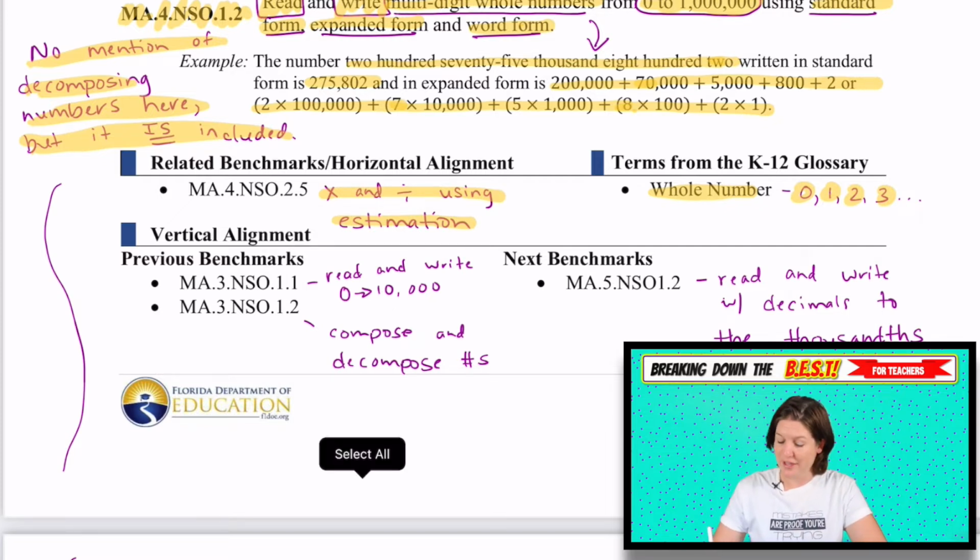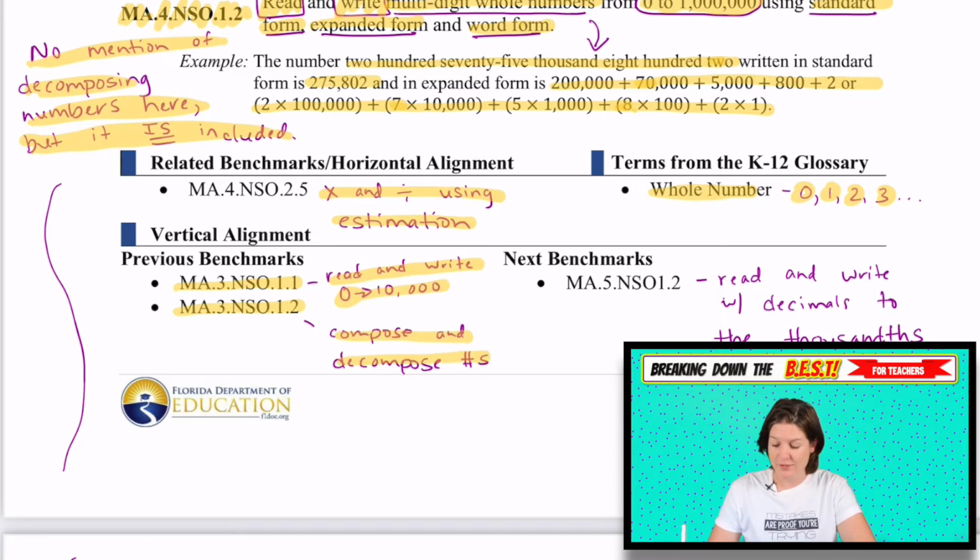If you're watching this after that year, hopefully they've been taught this standard of MA.4.NSO.1.2, which is the same standard, reading and writing, but we're going from 0 to 10,000. It's 0 to 10,000, which means that most of our values are going to be thousands and below, where they're coming up from. And also in 3rd grade, we had a separate standard for composing and decomposing numbers. So it's heavy in 4th grade because they're putting it with the reading and writing.